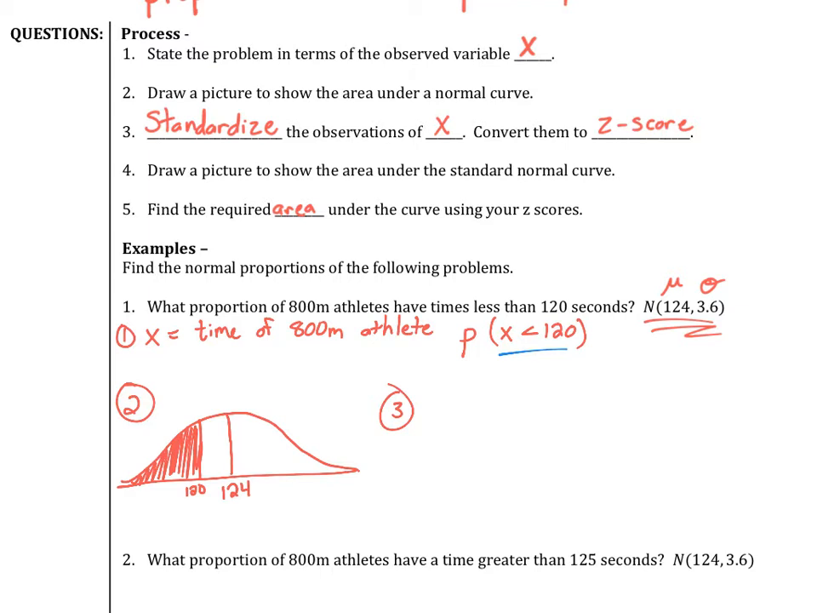Step 3 is standardize the observation of x by converting it to a z-score. So this would be find z. So z equals the observation minus the average divided by the standard deviation. So in this one, z equals -4 divided by 3.6, which is -1.11. So that is our z-score.